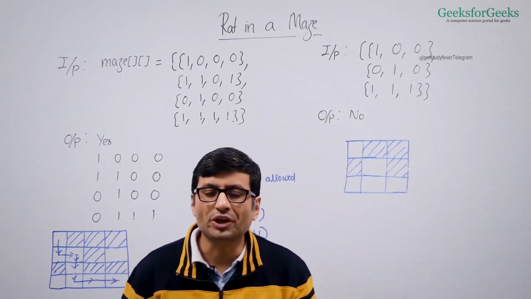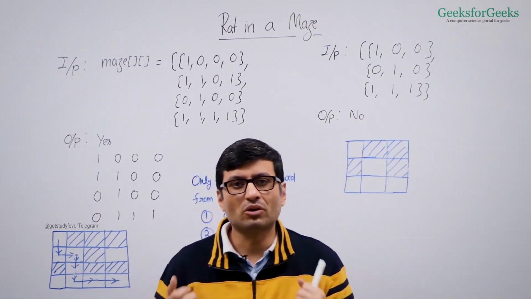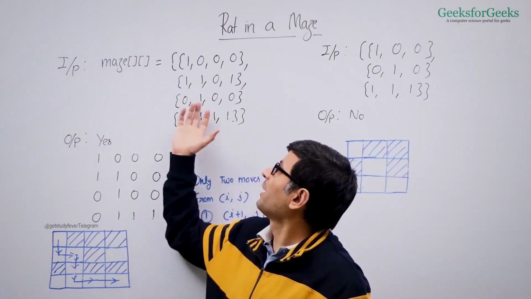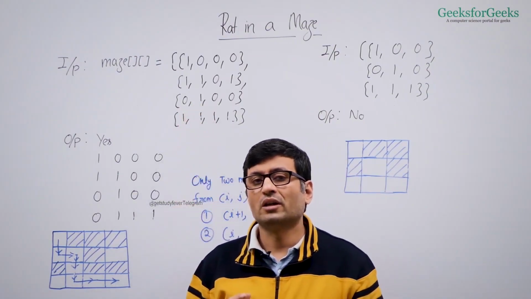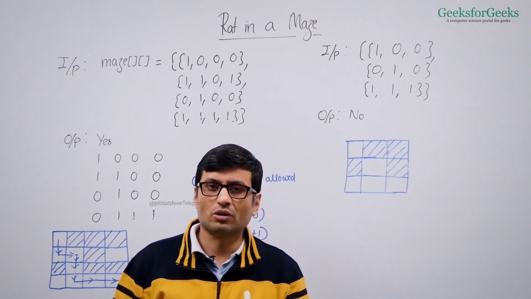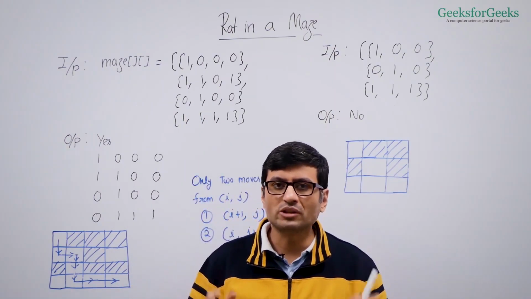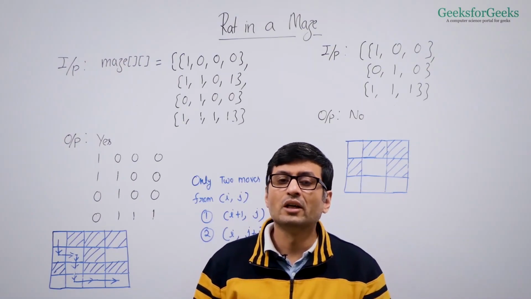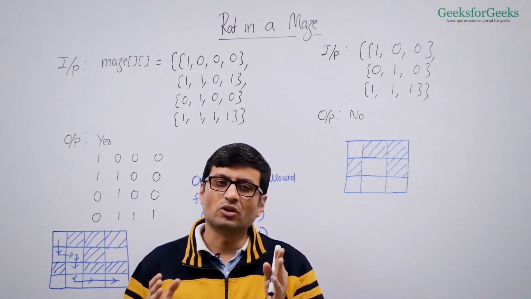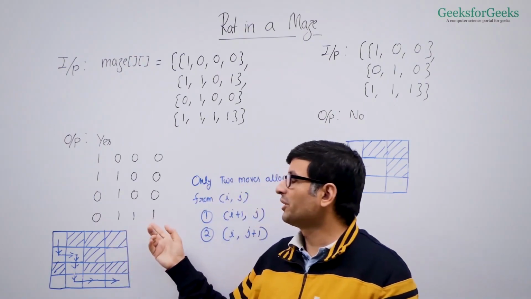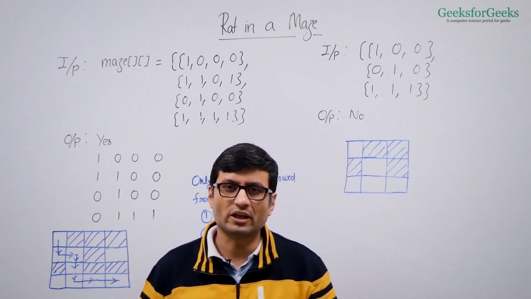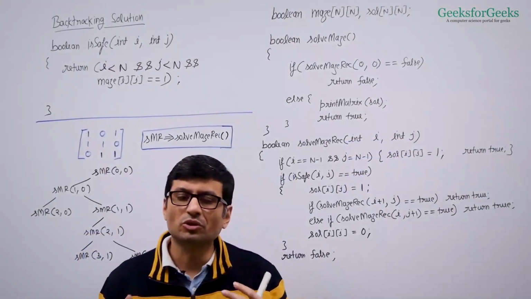Now please pause this video and try to write down a program that considers this binary matrix as input. It returns a value true or false. It returns true if there is a path for the rat. It returns false if there is no path for the rat. And if there is a path, then your code should also print this binary matrix to indicate the path that the rat has followed. Let us talk about the solution now.